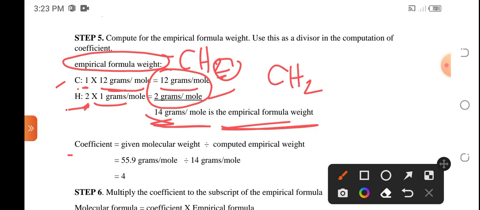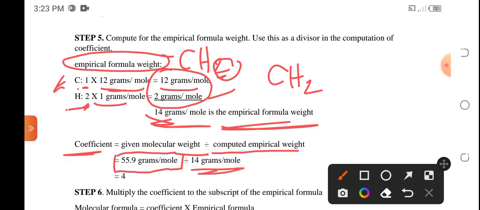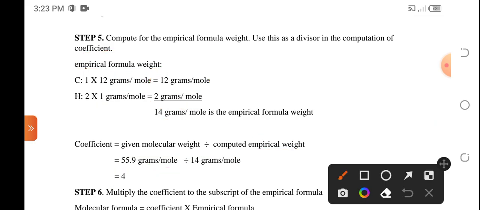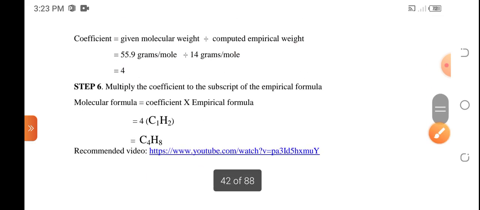Okay, now for the computation of coefficient, the given molecular weight kanina dun sa problem, 55.9 grams per mole. Divide this by the computed empirical weight, ito yung kanina, the 14 grams per mole. The grams per mole will be cancelled. We are left with a coefficient of 4. Take note for the coefficient, wala tayong unit.